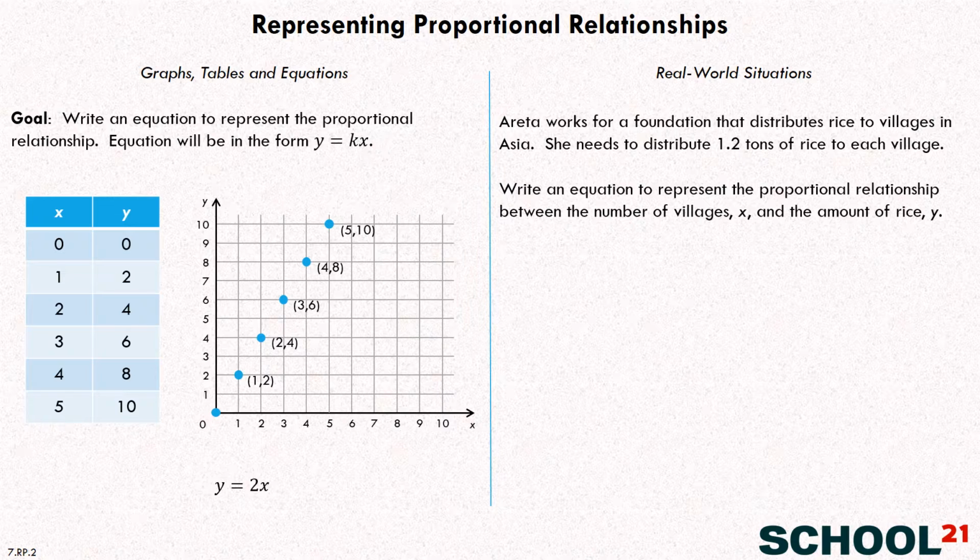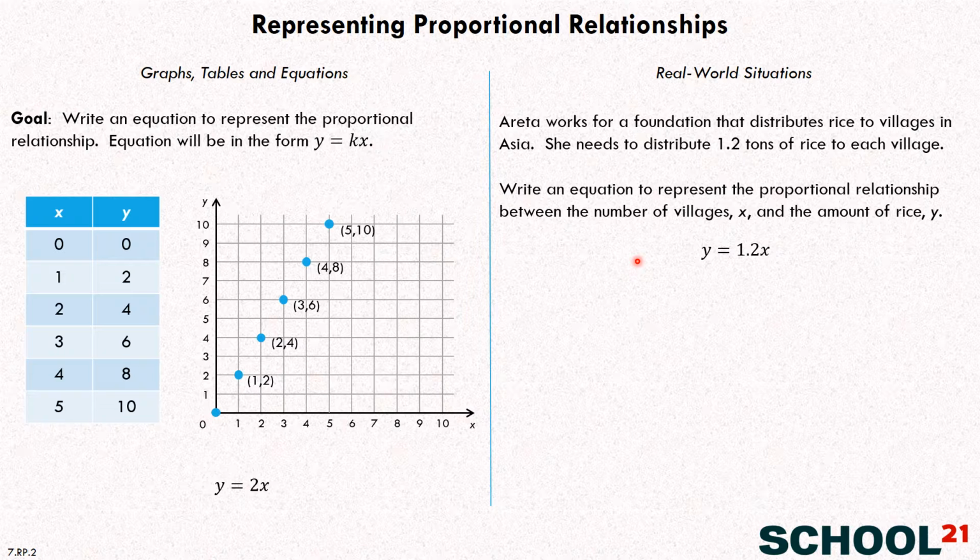Right, so let's just think it through. If there were one village, how many total tons would she have? 1.2. Good. And if there were 2 villages, how many would she have? 2.4. Good. So you're multiplying each time the number of villages times 1.2. So your instinct was right that it's y equals 1.2x is your equation, okay? So we're really just changing words here, a situation, into a very easy thing to write, a very short thing to write, I should say, which is the equation. And that becomes really useful for you in math.